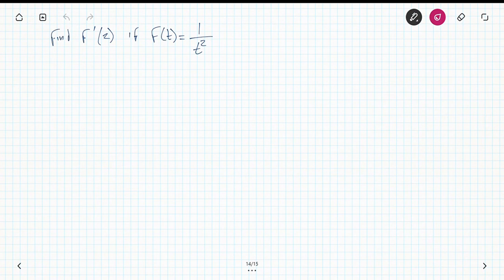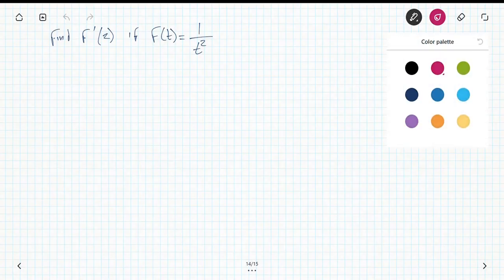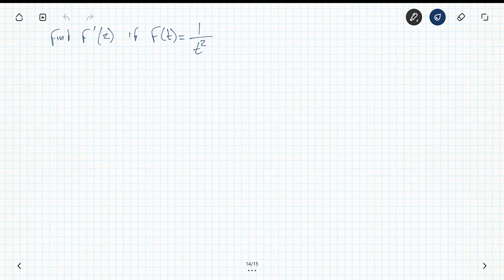Okay, so here our function is going to be f of t. We're going to say f of t equals 1 over t squared, and we want to find the derivative of that function at 2. So what do we do? We simply write our definition of the derivative.